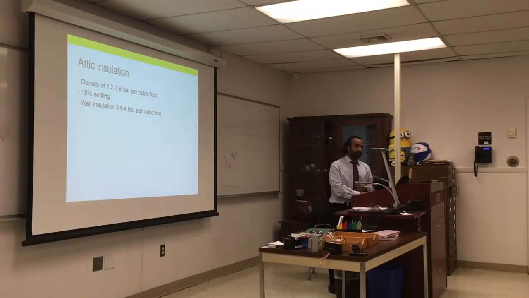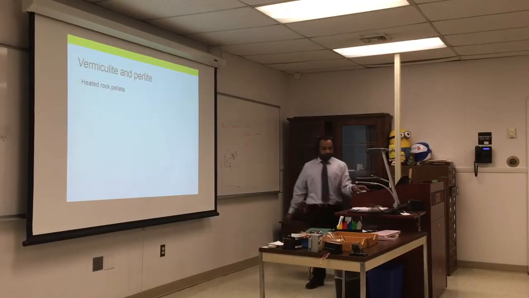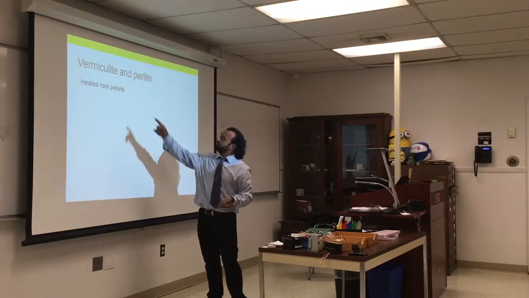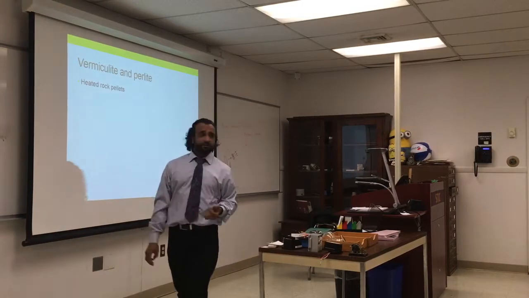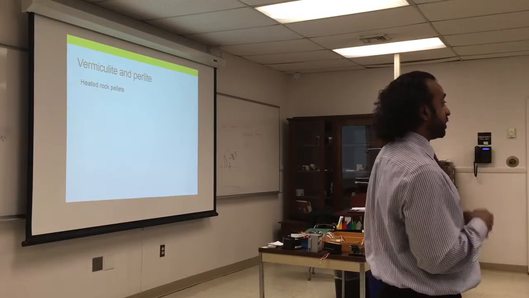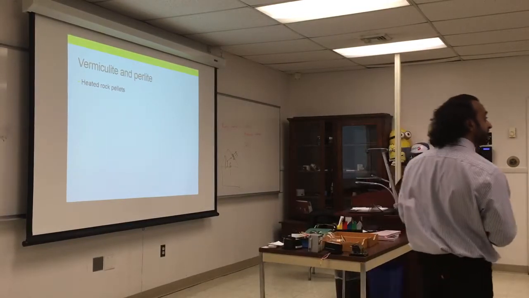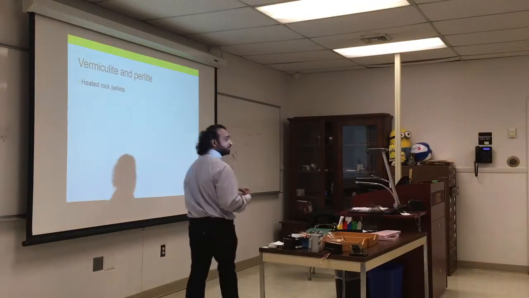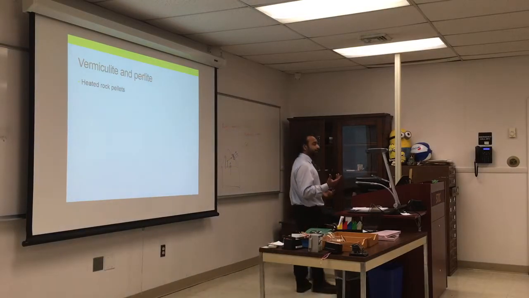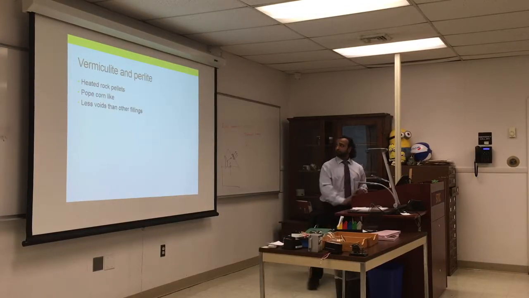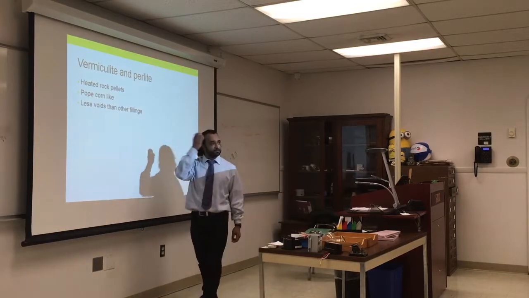Seems like those things are about compensation, to keep air moving. Now, more types of insulation: vermiculite and perlite. They are used with concrete. They mix them with cement because cement is very conductive. These things have high rigidity and also good insulation. It's kind of like popcorn. Very rigid and strong, but they do not conduct a lot of heat. They have less void than other fillings.